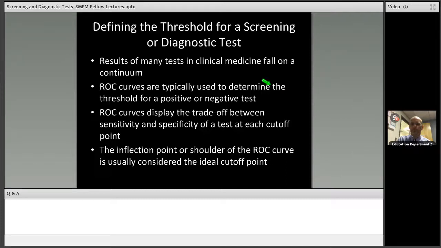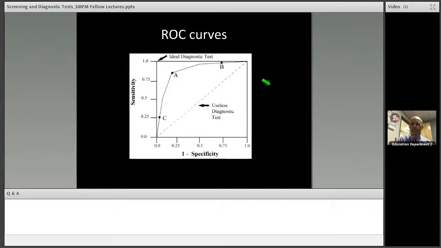And that's so because many tests that we do in clinical medicine fall on a continuum. This is the best way of making or defining the threshold for a normal or an abnormal test. So ROC curves do display the trade-off between the sensitivity and the specificity of a test at each cutoff point. And the inflection point or the shoulder of the ROC curve is usually considered the ideal cutoff point to use.